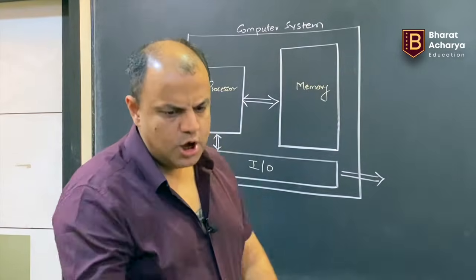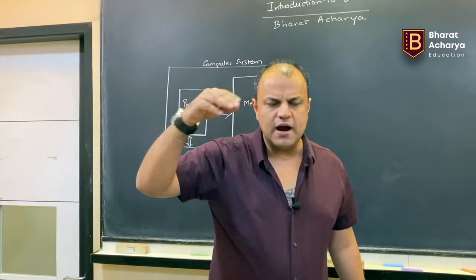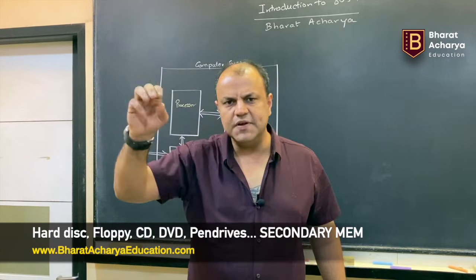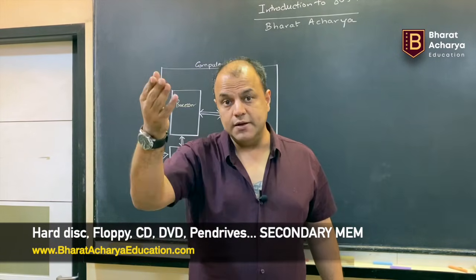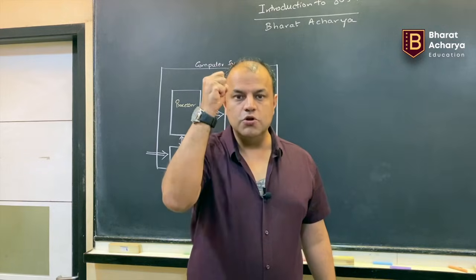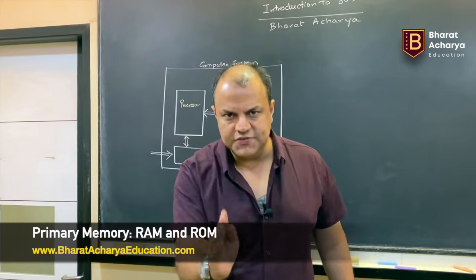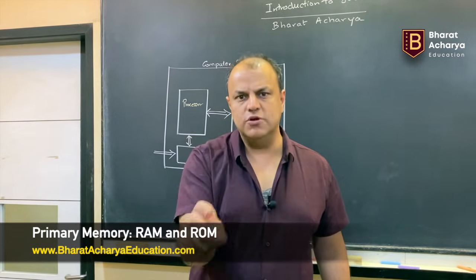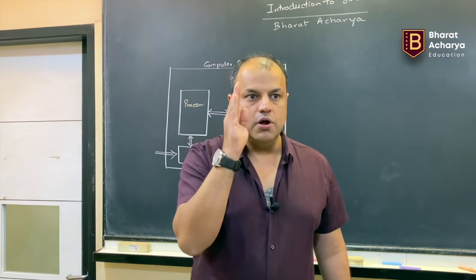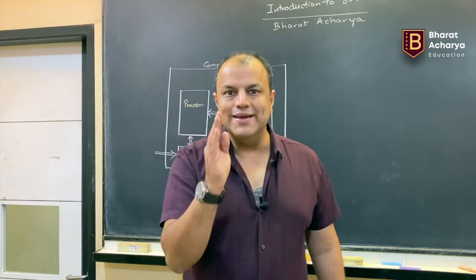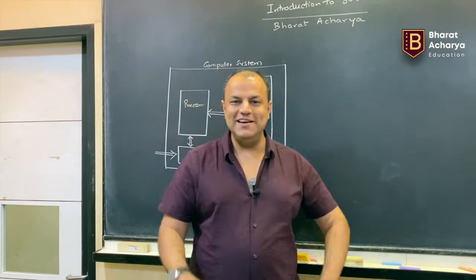Now when you say memory, lots of components come to your mind: hard disk, floppy, CD, DVD, pen drive, etc. They are all secondary memory. Primary memory, the original form of memory, was RAM and ROM. So when you're learning a basic microprocessor or a basic microcontroller like 8051, your concept of memory is RAM and ROM. There is a difference between RAM and ROM.